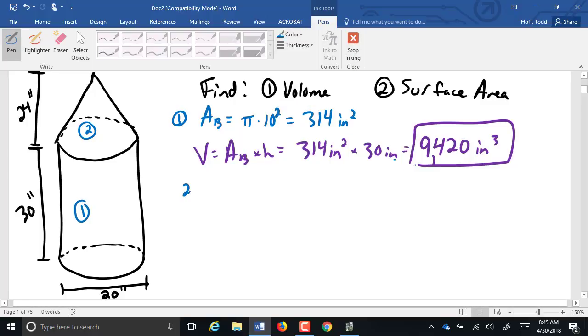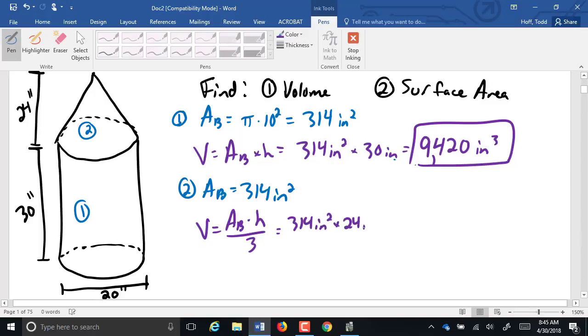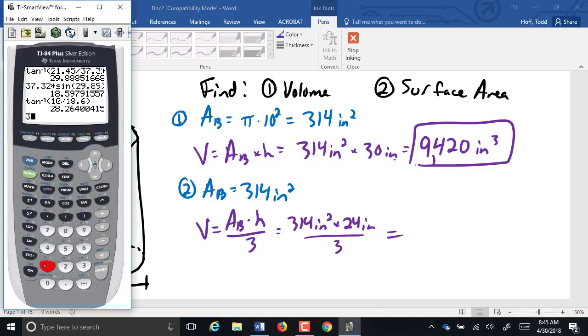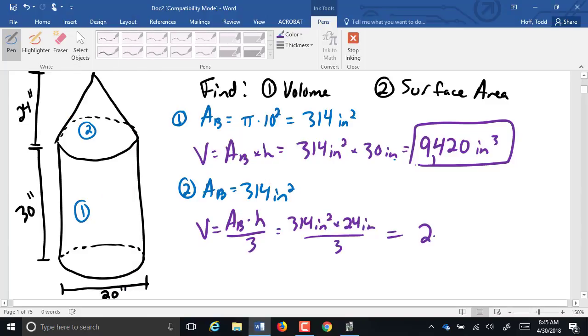For part two then, the cone, the area of the base is still 314 inches squared. The volume, since that is a cone, is the area of the base times the height divided by 3. So the area of that base is 314 inches squared times the height of 24 inches divided by 3 is 2,512 cubic inches.